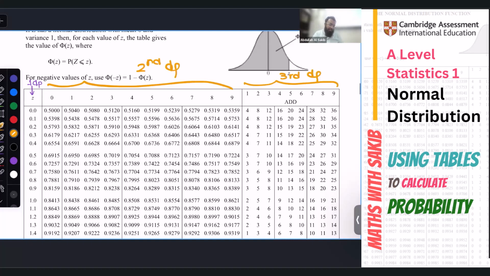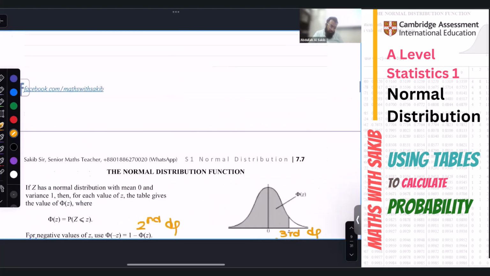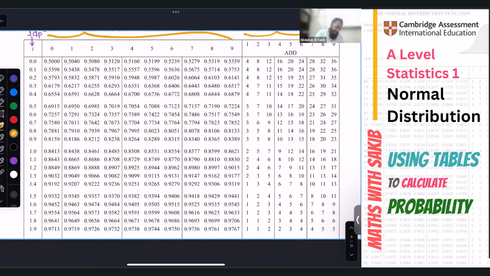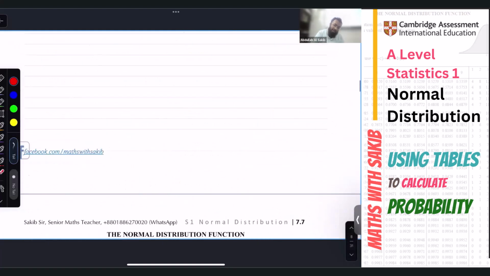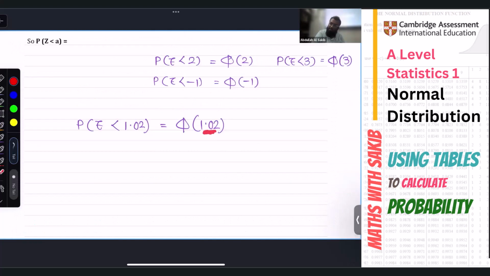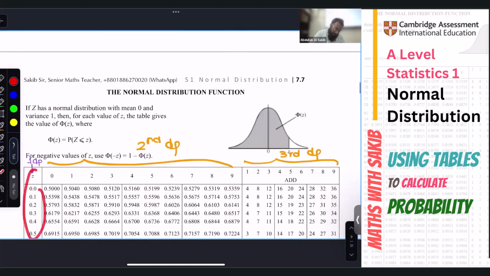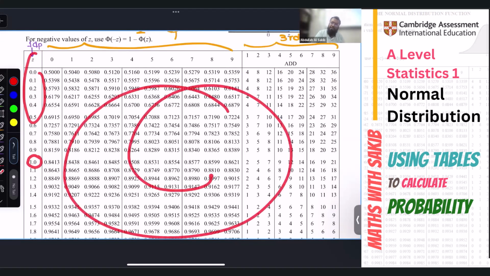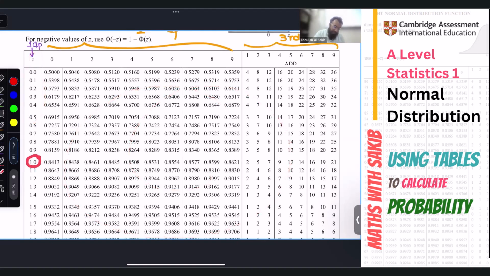Okay. So now you are trying to find 1.02. So look, this is about the first decimal place. So in our first decimal, what do we have? 1.0, isn't it? So let's go to 1.0. So this is my 1.0. Clear? So this is all about the probability, the area. Now we have to go to 2. So this is 1.0 and this is 2. So this is my probability.